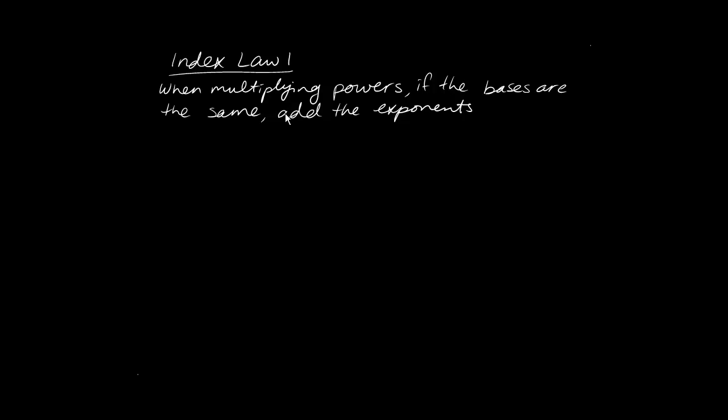We're going to have a look at a series of index laws or index rules as they're sometimes referred to. First one we're going to have a look at, hence I've just called it index law 1, is this. When we're multiplying powers, and this is key here, if the bases are the same, then we add the exponents. Okay. Very formally, the rule is expressed in this format.